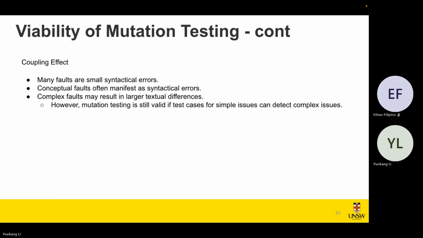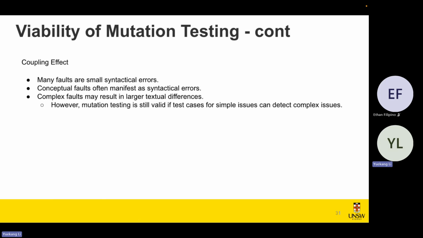So in some cases, if the complex error is made up of simple changes of the program, then mutation testing could still be applied. For example, for the warm-up example we created, we switched the right-hand side from B to B plus one, right?